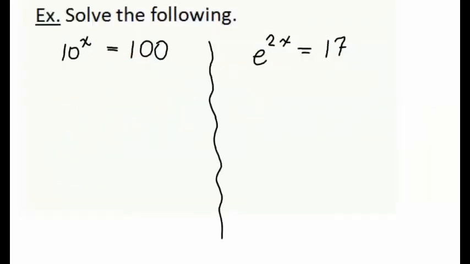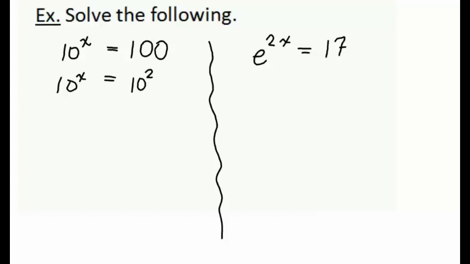Let's begin by solving the following two examples. First, we're going to focus on 10 to the x equals 100. Now hopefully you can see that if I were to write this a little bit differently, writing 100 as 10 squared, you can see that the value of x here is probably going to be 2, or at least hopefully this convinces you that the value of x is 2.